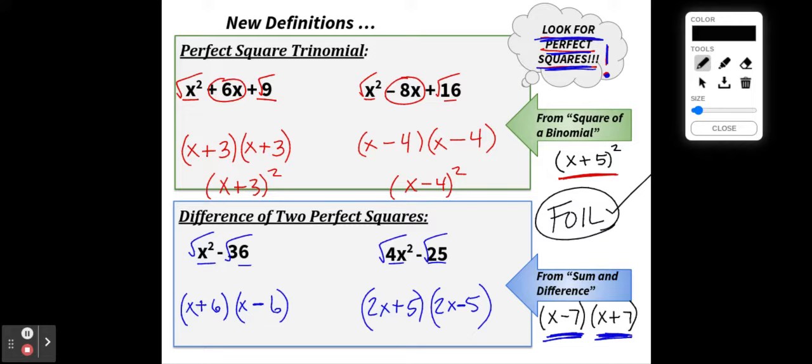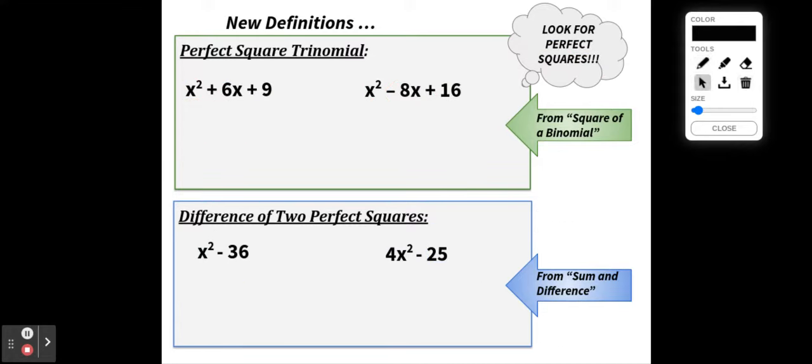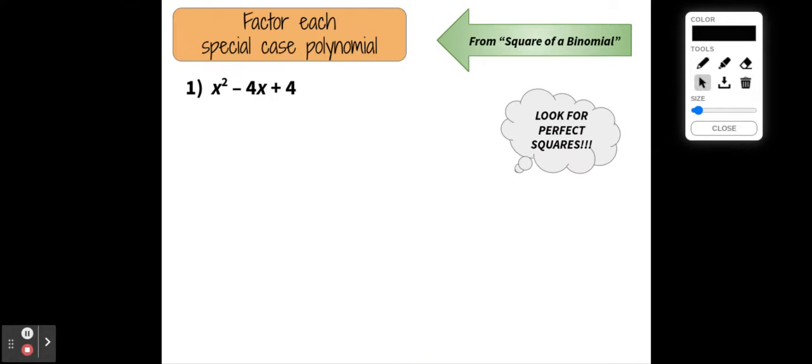Okay. All right, let's go ahead and we'll go through some examples here. So we're going to do 2 examples from square of a binomial. So when I get ready to start factoring this, one thing that I could be thinking about is that first and last term. Do I see the first and last term as a perfect square? Yes. So that's going to help me factor. I'm getting ready to factor here.